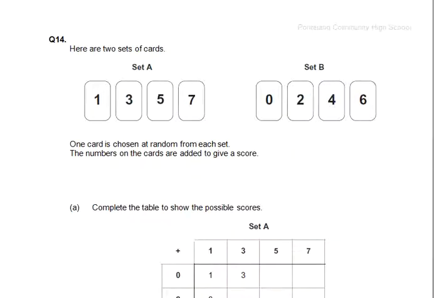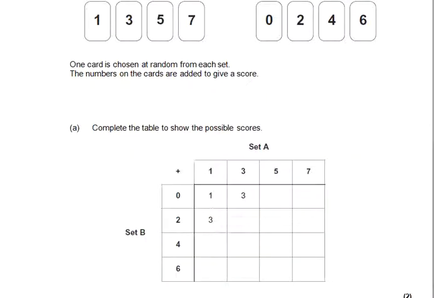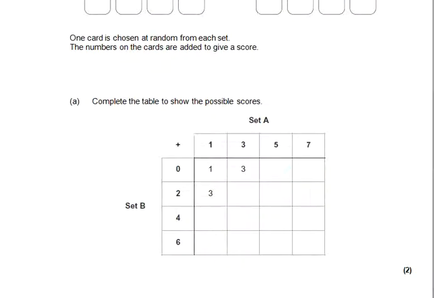Okay, question 14, here are two sets of cards. Choose a number, complete the table to show the possible scores. Okay, so this one we just need to fill in. So we get 4 plus 1, 5, 7, 5, 7, 5. We can start to see a pattern now. 7 plus 2 is 9. 5 add 4 is 9. 9, 6, 5, 11, 11, 7, 6, 13.